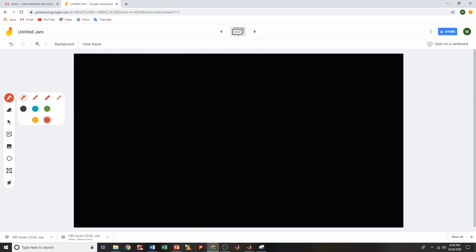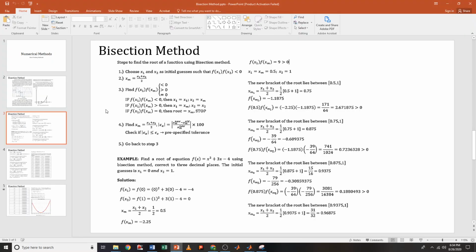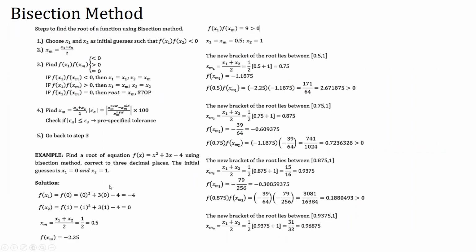So for example, let me go back here to my presentation in PowerPoint. Okay. Example: find a root of the equation f of x equals x squared plus 3x minus 4 using the bisection method, correct to three decimal places. The initial guesses are x1 equals 0 and x2 equals 1.